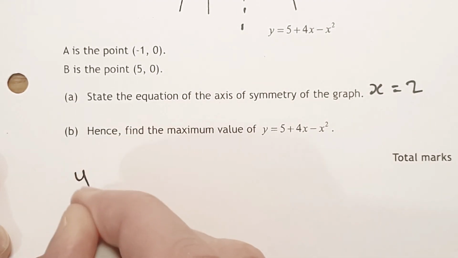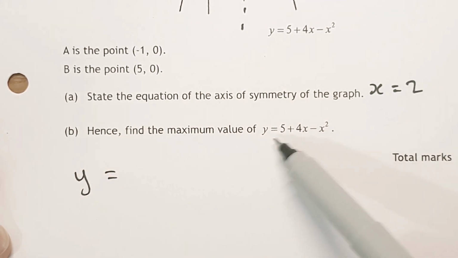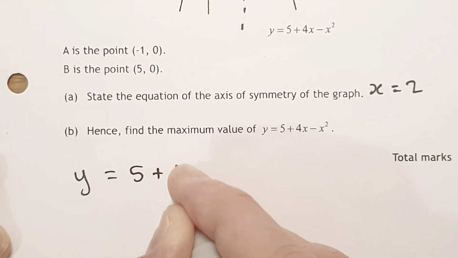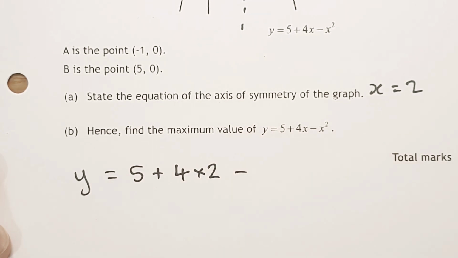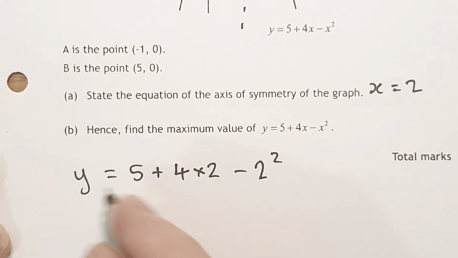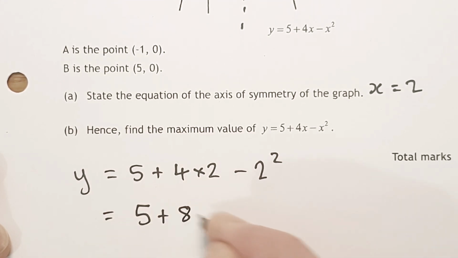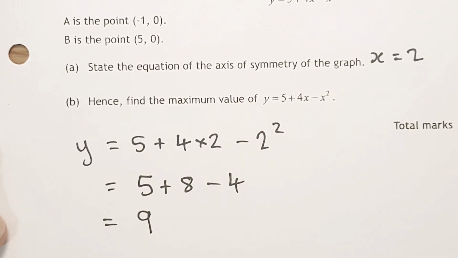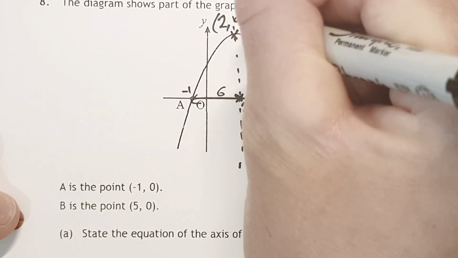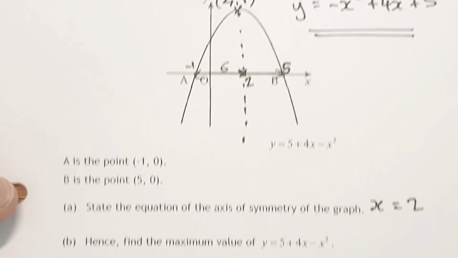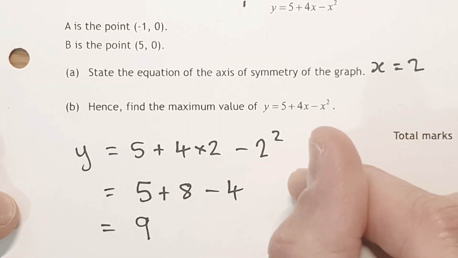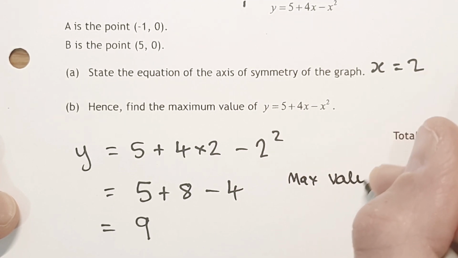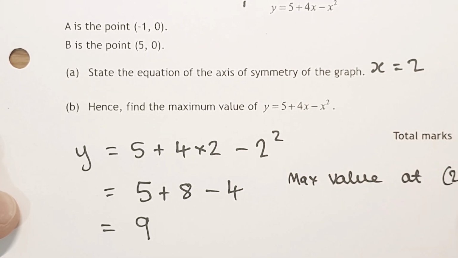So we'll do y equals, it doesn't matter whether you substitute it into this way or the way I wrote it down just a minute ago, it's the same equation. So it'll be 5 plus 4x, that's 4 times 2, minus x squared, so that's take away 2 squared. So it's 5 plus 8 minus 4, so that's going to be 13 subtract 4, and that's going to be 9. So it's a coordinate which is 2, 9. So I've marked it on the graph there, but just to make it nice and clear, you'll see max value at 2, 9.